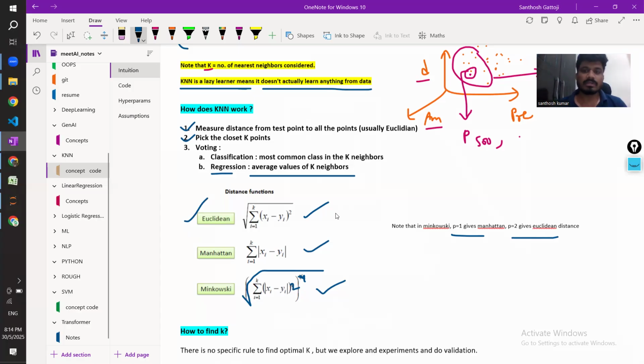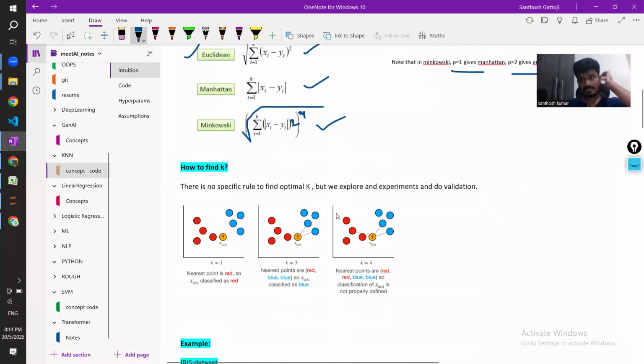But the fundamental thing is, whatever distance you take, calculate the distance from our test point to all the data points, choose the k nearest points, and go with the majority. That is simple, but there are a few points, a few logics we need to consider, so that you will have a better understanding. Now, how to find k?